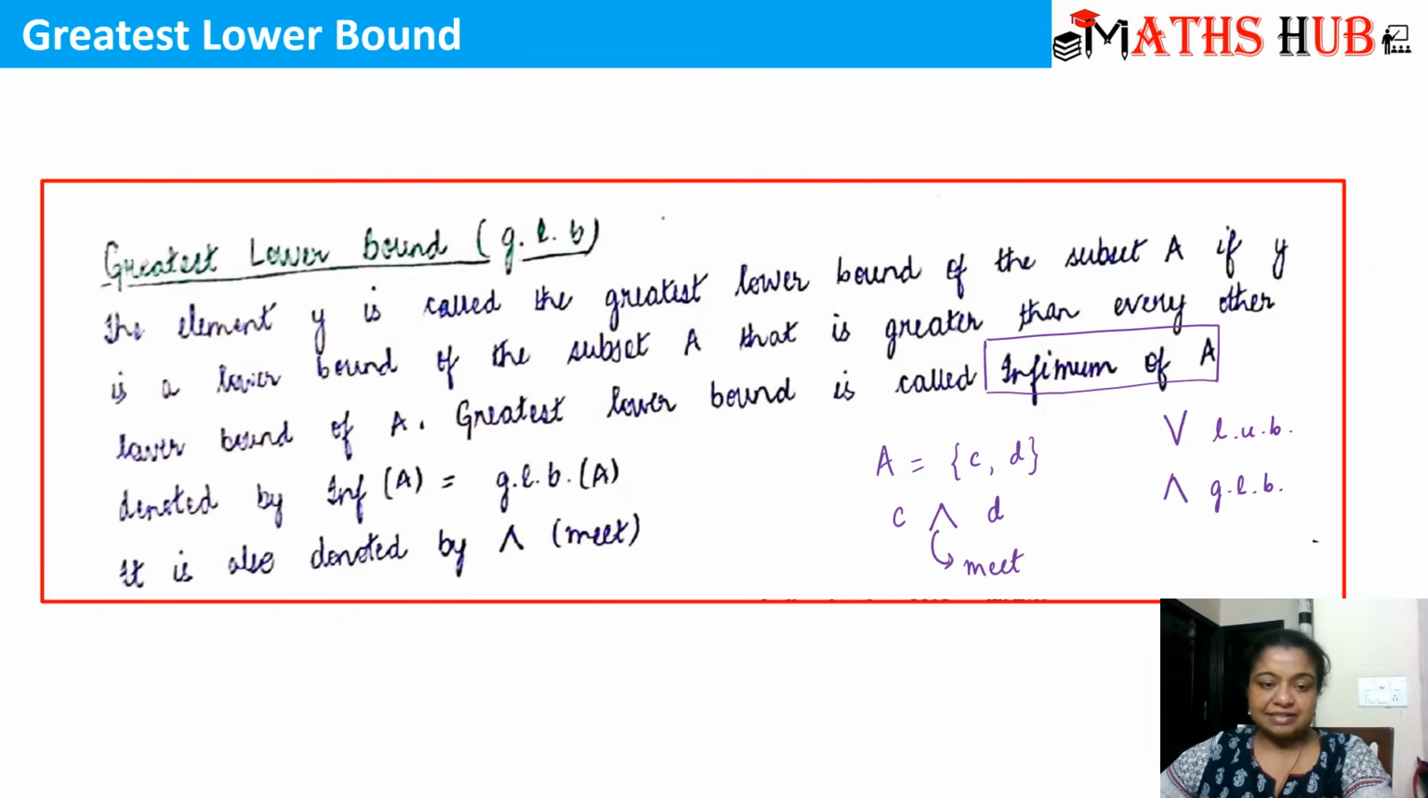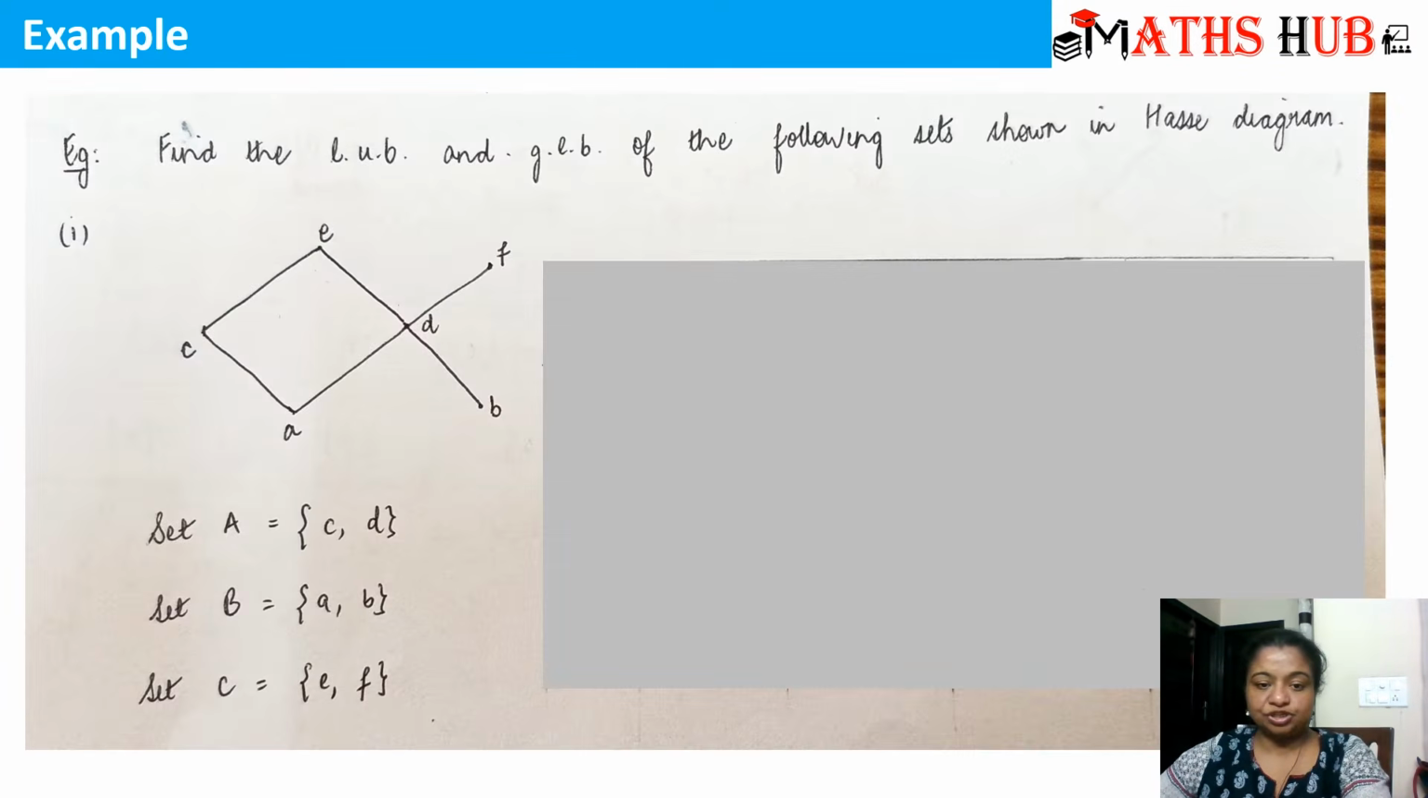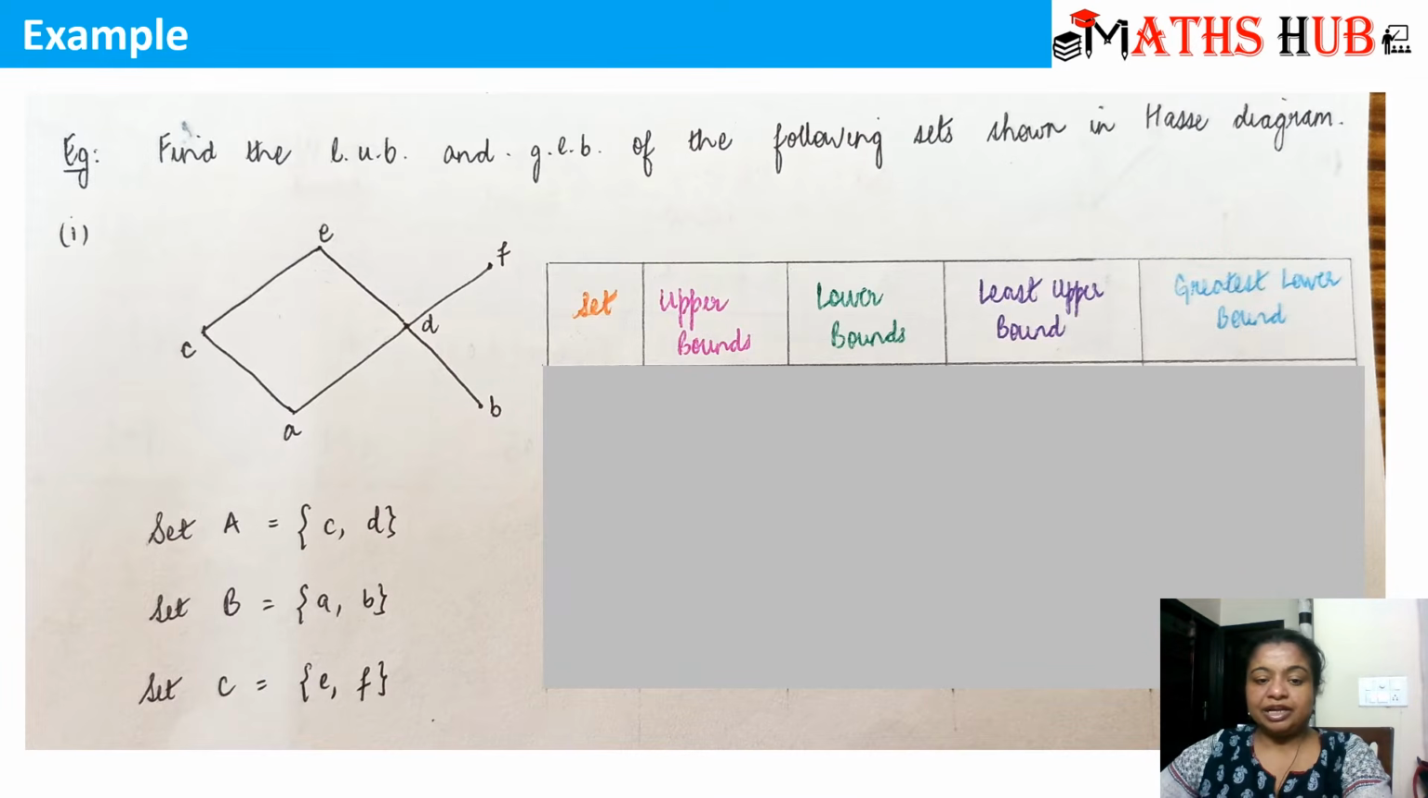So let us clear these definitions with the help of some exercises, right? So let's go to the first exercise, and the first example shows that the Hasse diagram is given to us, the POSET is given to us, and we are given some subsets also. So subset A is {c, d}, subset B is {a, b}, subset C is {e, f}. And we need to calculate the upper bounds, the lower bounds, the least upper bound, and the greatest lower bound. So we'll do it one by one.